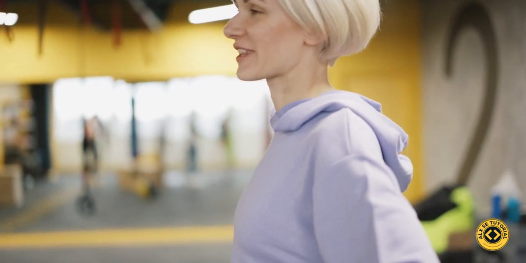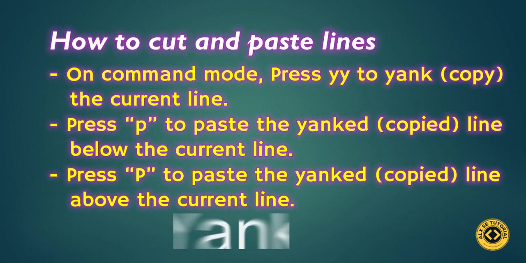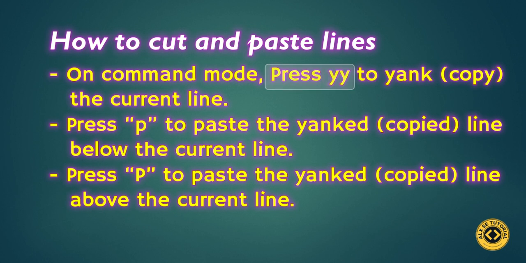Now let's pick up from where we left off. Next thing we'll be talking about is how to cut and paste. So in VI, copying is also referred to as yank. So for us to copy, in command mode we'll press Y twice, that's yy, to yank or copy the current line. Then we'll press p to paste the copied line below the current line. So let's see how that works on the terminal.